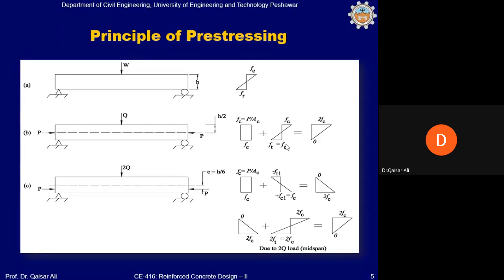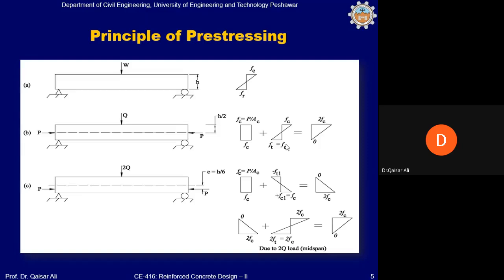In the previous case, load W was applied without a pre-compressive force. So twice the compressive stress will be produced in the upper part of the beam with 0 tensile stresses. And as you know, concrete is weak in tension, concrete is very good in compression. So if compressive stresses are doubled, it is not a matter of concern for us. The matter of concern for us is tensile stress, and tensile stresses have become 0.